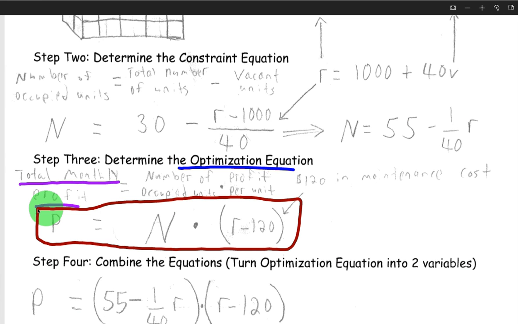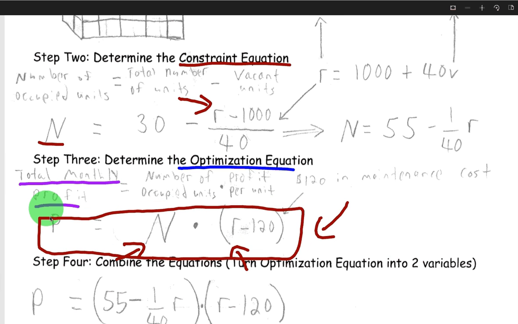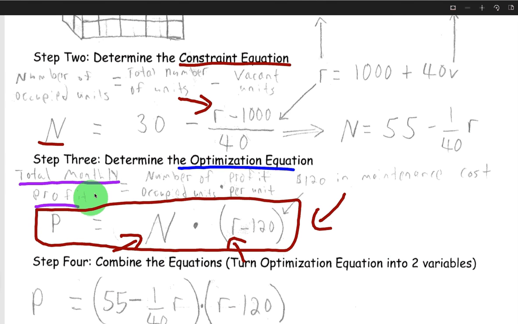And again, it's very important that the two other variables occurred in our constraint equation. That way we can use the constraint equation to get this equation in terms of two variables, eliminate one and then take the derivative. That's it for step 3. That is our optimization equation for total monthly profit.